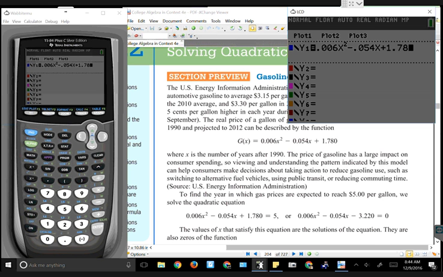The price of the gasoline has a large impact on consumer spending, so viewing and understanding the pattern indicated by this model can help consumers make decisions about taking actions to reduce gasoline use, such as switching to alternative fuel vehicles, using public transportation, or reducing commuting time. Although, except for one of those, it'd be almost impossible to do that up in this neck of the woods, right? To find the year in which gas prices are expected to reach $5 a gallon, we solve the quadratic equation.